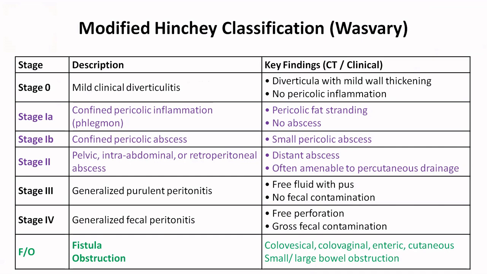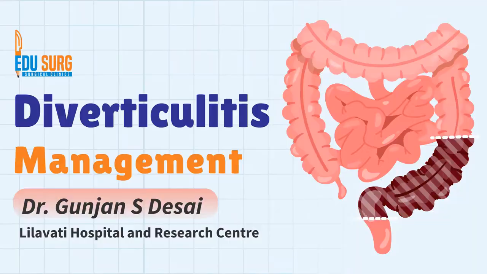It is again based on CT scan. 0 is mild clinical diverticulitis. 1A and 1B are small abscesses. 2 is a big abscess or a distant abscess. 3 and 4 are purulent peritonitis and fecal peritonitis. F and O are additional points, fistula or obstruction. So that is something that you need to remember.